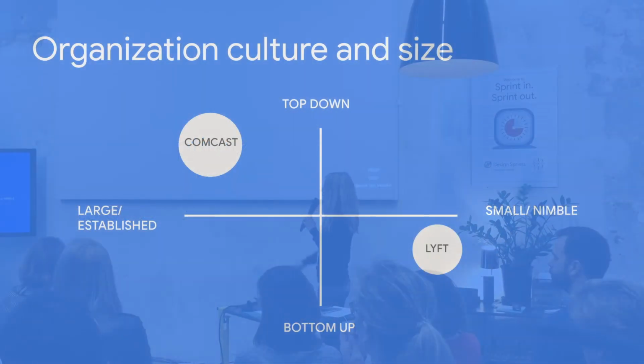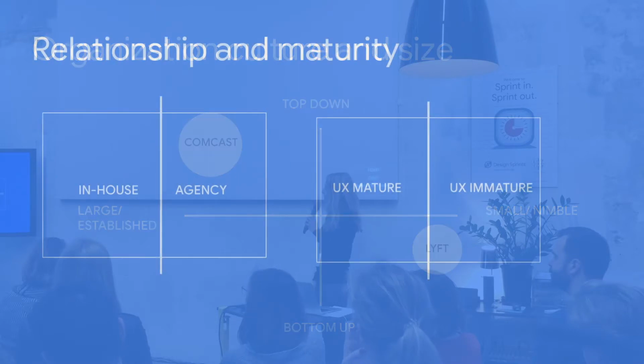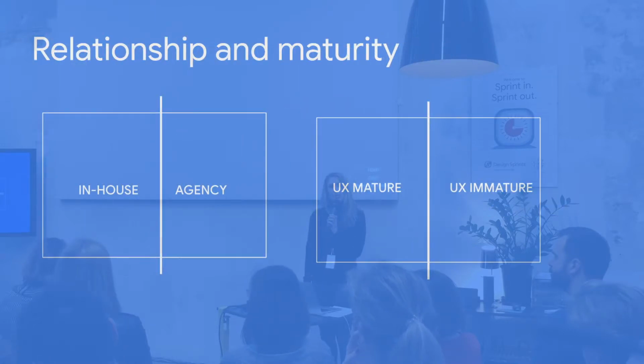And I tried to figure out a good way to visualize this. When we think about different companies, different organizations, and how they work, these are the axes that we're looking at. If you are bottoms up and very small and nimble, which Google X kind of would fall in over here, you can work a different way than if you are very large and established and top down, right? So these are some of your considerations, your organization culture and size. And then also there's relationship and maturity.